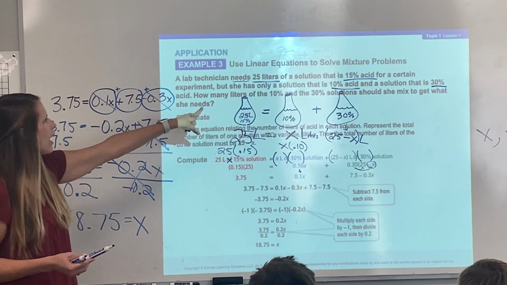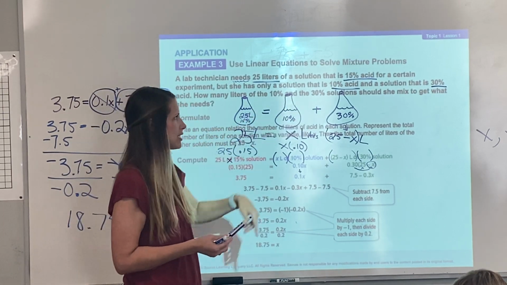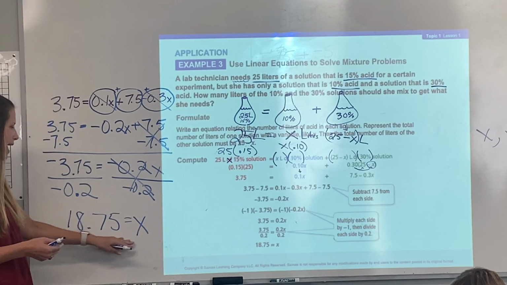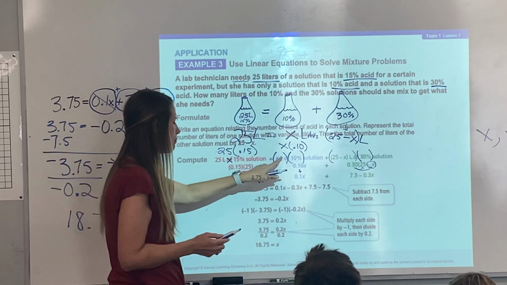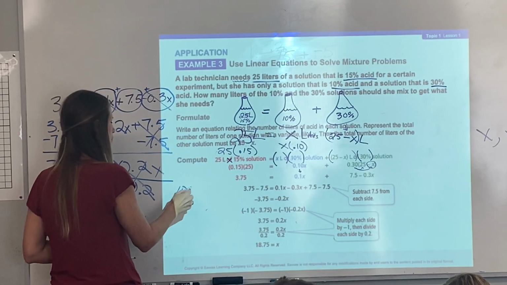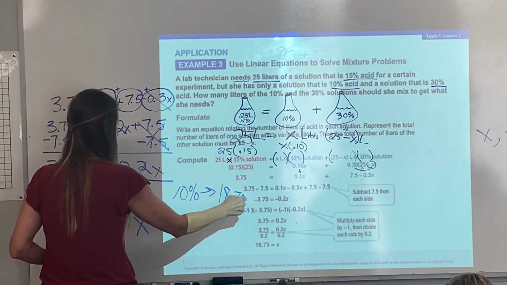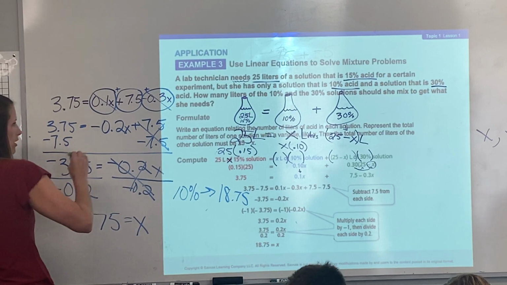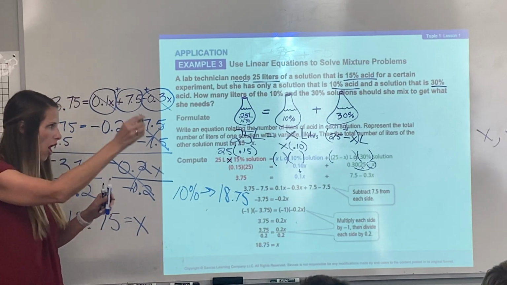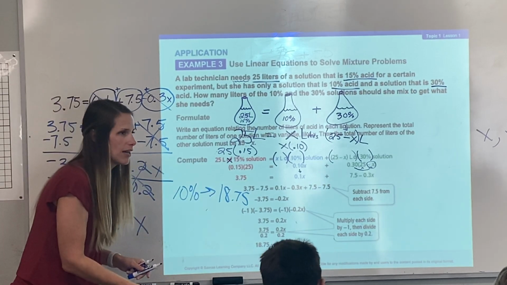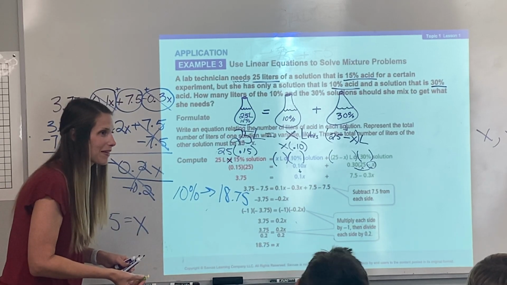Is that the answer that they asked for? It says, how many liters of the 10% and the 30% solution should be mixed? What does the X represent? The 10%, very good. So our 10% solution will be 18.75. Raise your hand before you shout out the answer. How do we find the other solution, the 30%? Go ahead. I didn't even say anything. I was about to throw it to you. You do 25 minus 18.5.